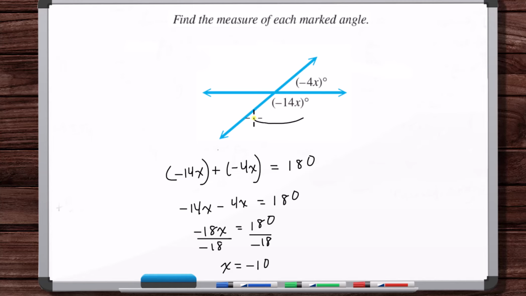So this angle is going to be 140 degrees. Minus 14 times minus 10 is positive 140. This angle is going to be minus 4 times minus 10, which is 40 degrees.